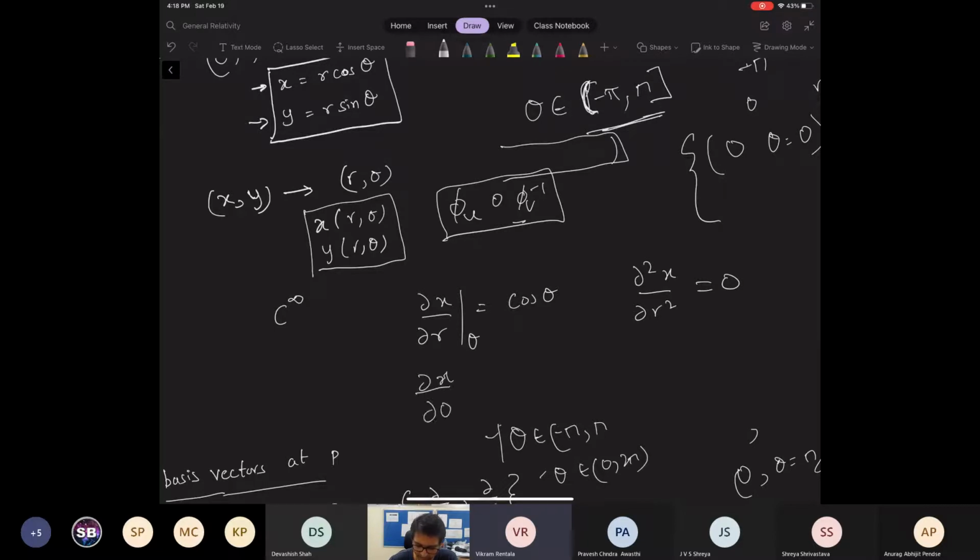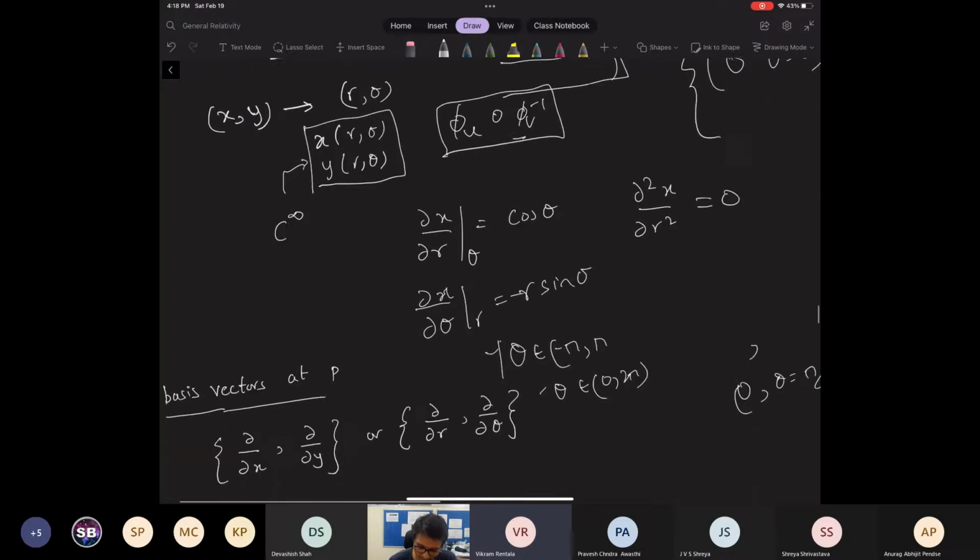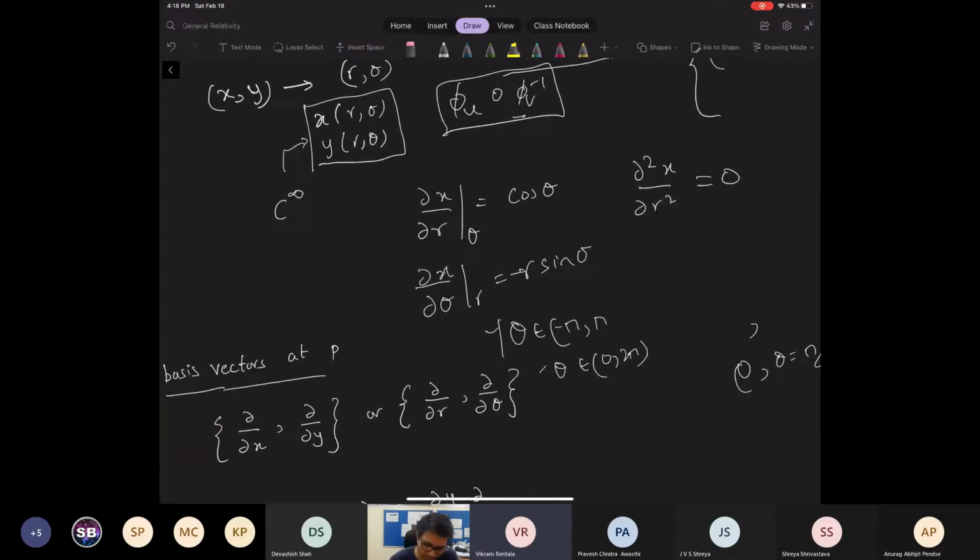But also I can differentiate an arbitrary number of times. I can, for example, differentiate with respect to theta, keeping r constant. In this case, I would get minus r sine theta, and I can go on differentiating an infinite number of times. The derivatives always exist. So these are C infinity transition functions. That's what we mean by C infinity transition functions. So far so good.